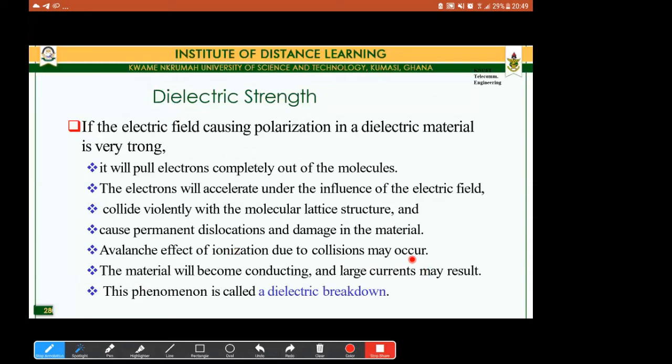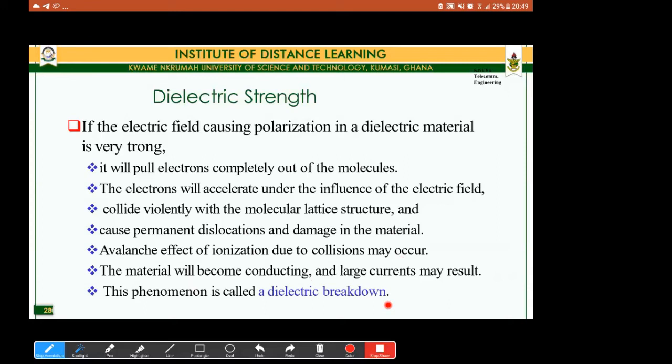And the material will now become what? Conducting. Because previously the material was not conducting because it didn't have free electrons. But as a result of a very high voltage and a high electric field, electrons are yanked from the mother atom, and they are free to move, and they collide with the mother atom, generating more charges due to ionization. Then the material becomes conducting, and a large current may result. This phenomenon is called dielectric breakdown.